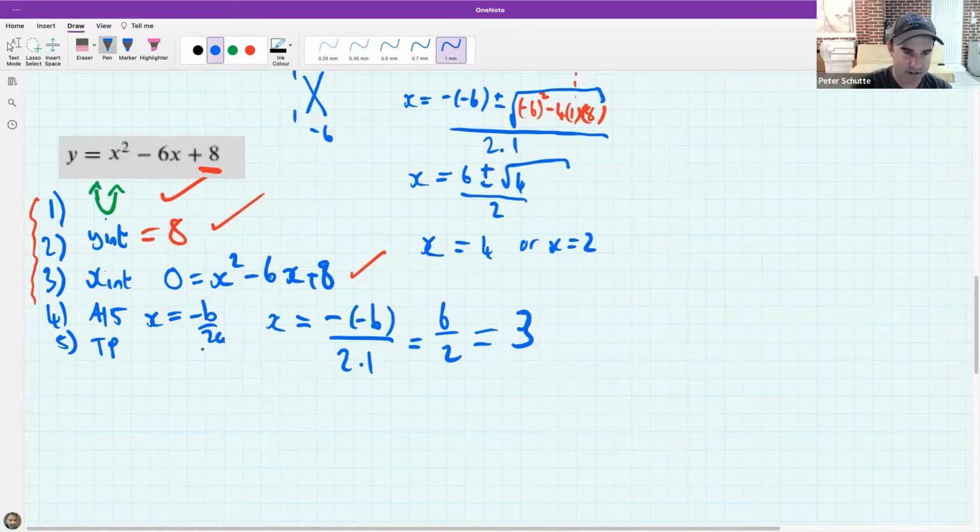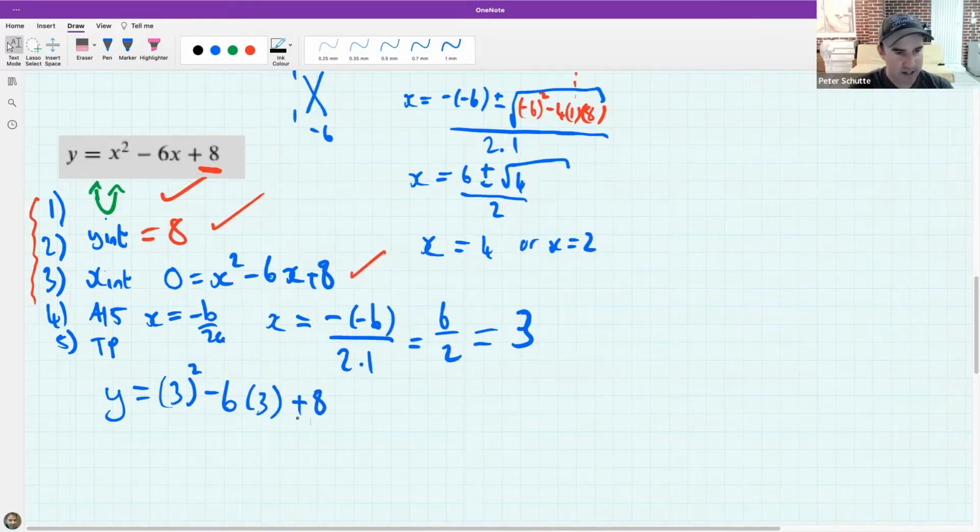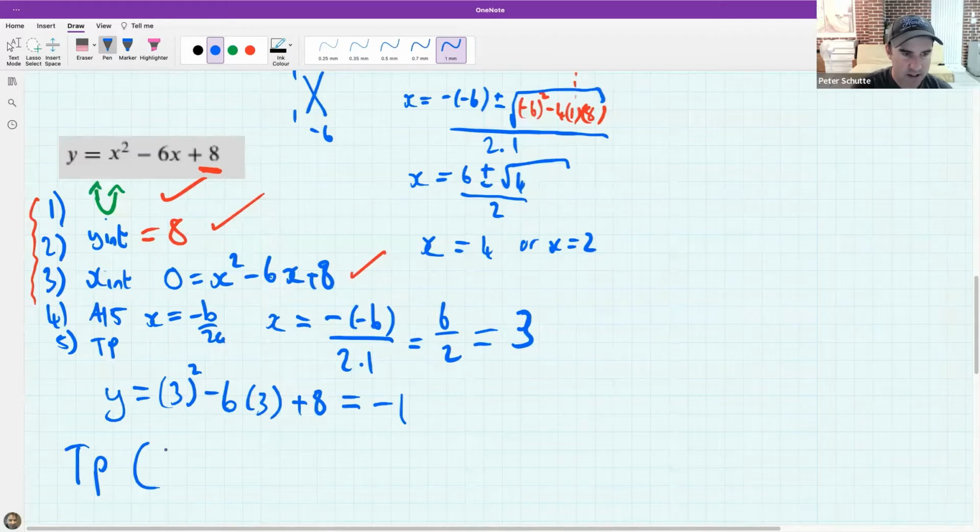Now I'm going to take that back to my original, and I'm going to sub in 3. So I get, oh, it's not a plus. It is a minus. I put a 3 there, and I put an 8. Because it's late at night, I'm going to make sure I use my calculator here. I get 9 minus 18 plus 8, and I get minus 1. And so my turning point is going to be 3, minus 1.